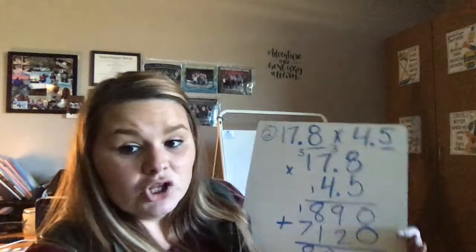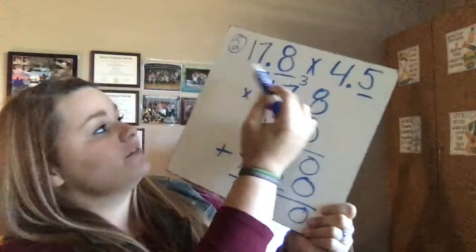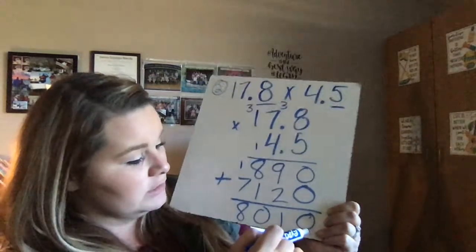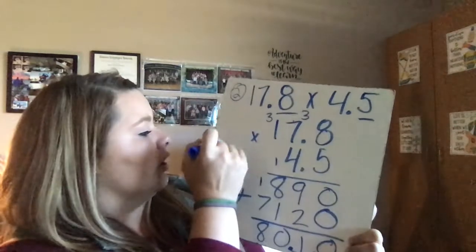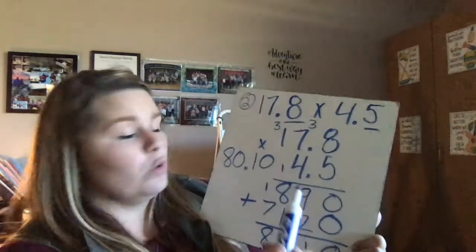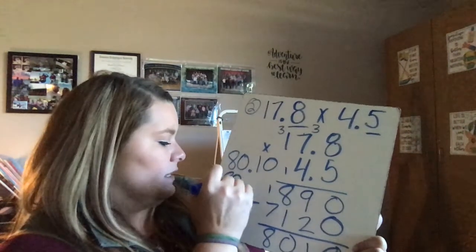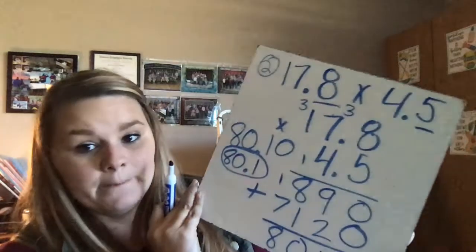Okay. And it looks like we got 8,010. But we can't forget we have to shift our decimal 2 times. So we're going to move it over 1, 2. So our final product will be 80 and 10 hundredths, or we could go ahead and say 80 and 1/10 because 10 hundredths is equivalent to 1/10.